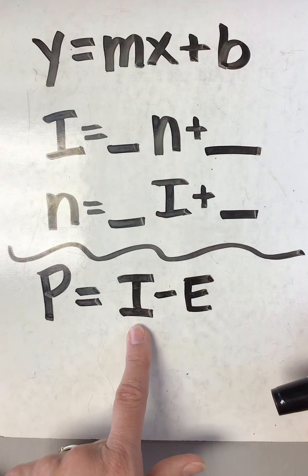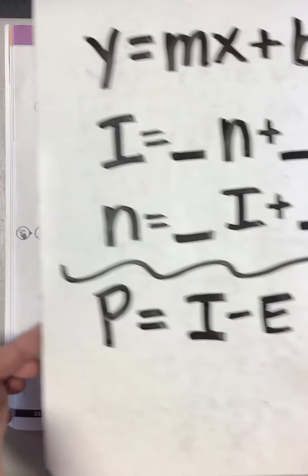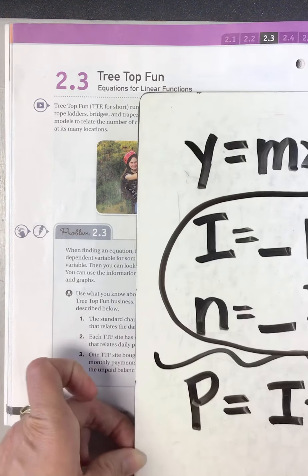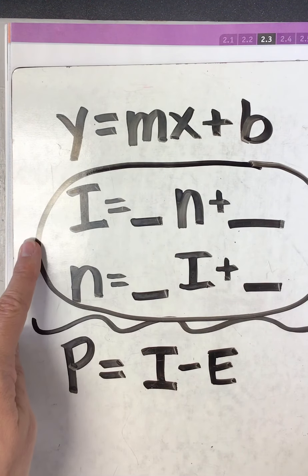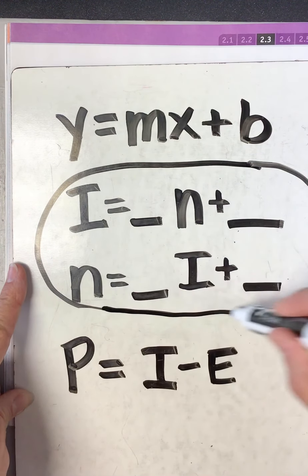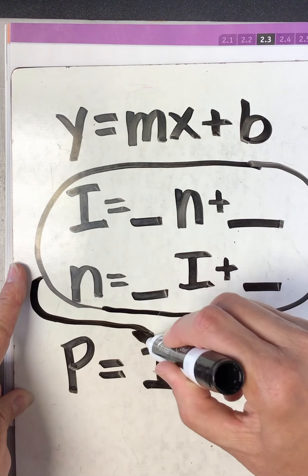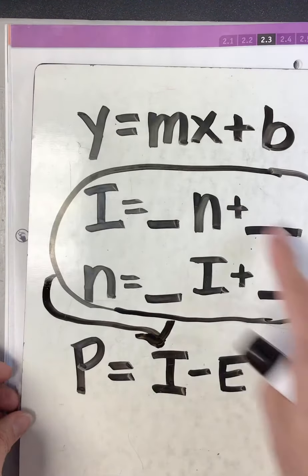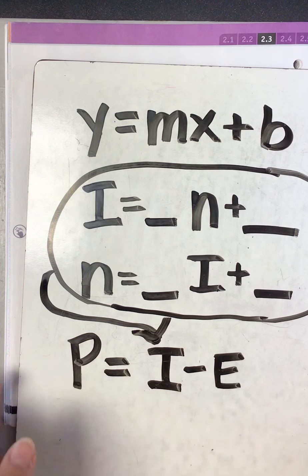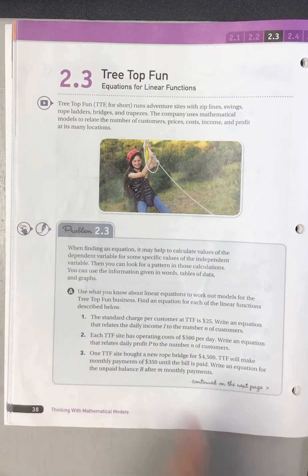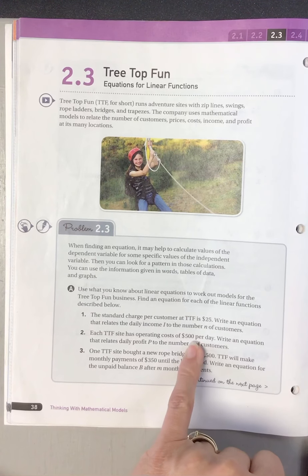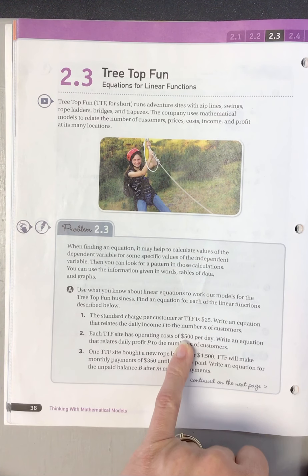Profit is equal to income minus expenses. So you found income up here. This was problem 1. Whatever you found for income for problem 1, you're going to use that information to add into this equation. So this chunk of an equation gets put in the spot where the I goes, and then the P and the E part, it talks about operating cost, and that's expenses. That's your E amount here.